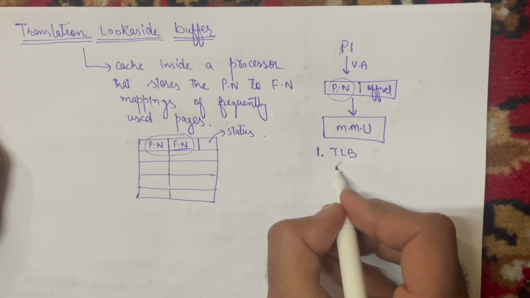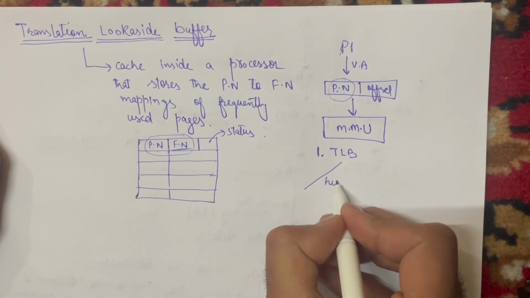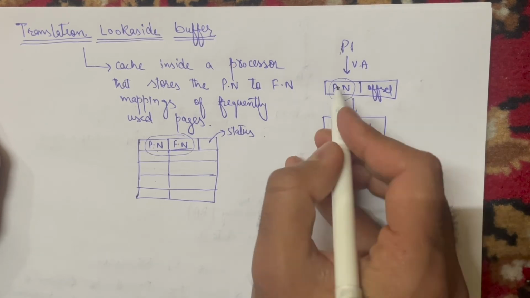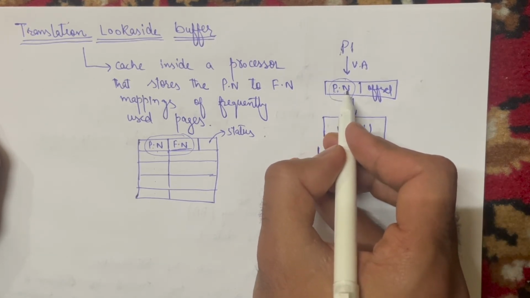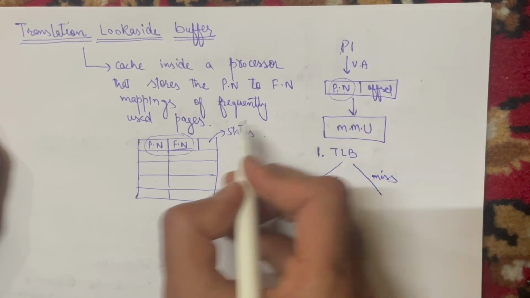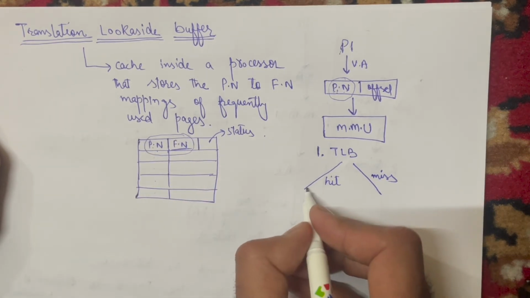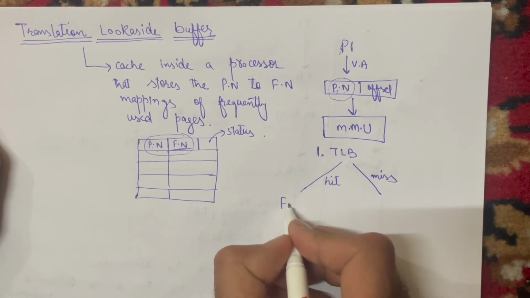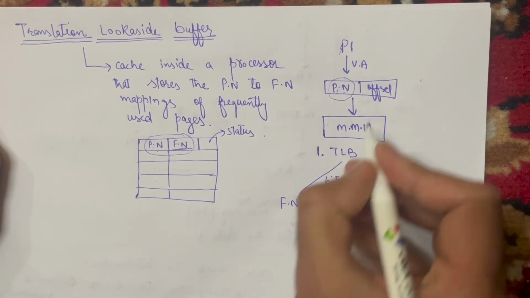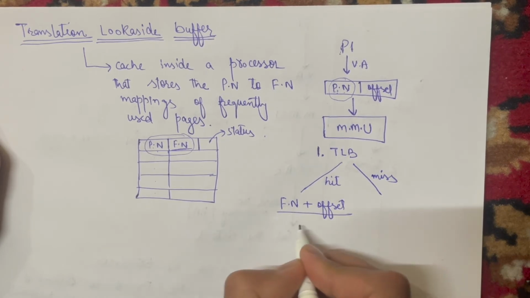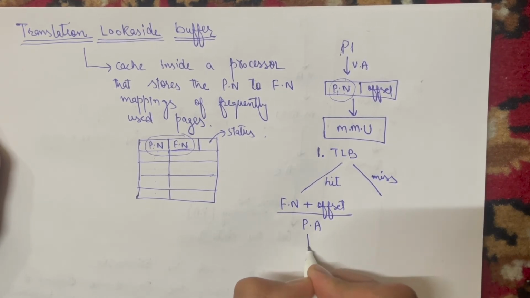So from the TLB, it will see if this page number mapping is there. There are two possibilities: hit and miss. Hit means that the frame number corresponding to this page number, that mapping, is present in the cache. If it is present, it will get the frame number, and to this frame number it will add the offset, and this will be our physical address. Then it will access the memory.